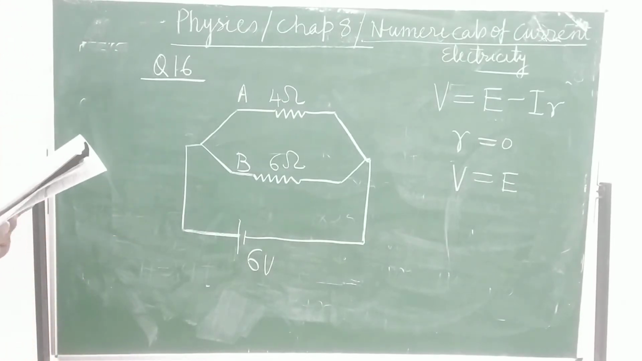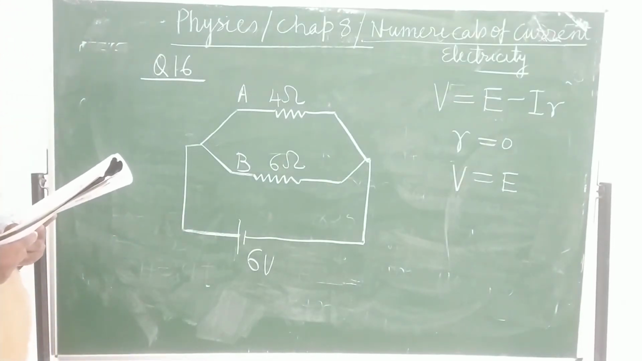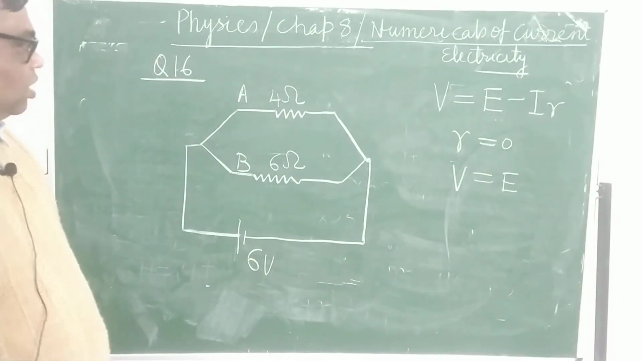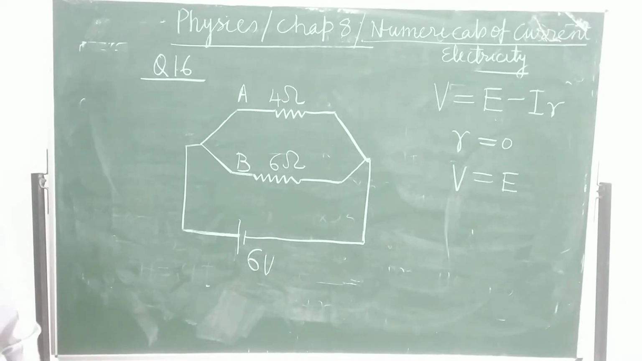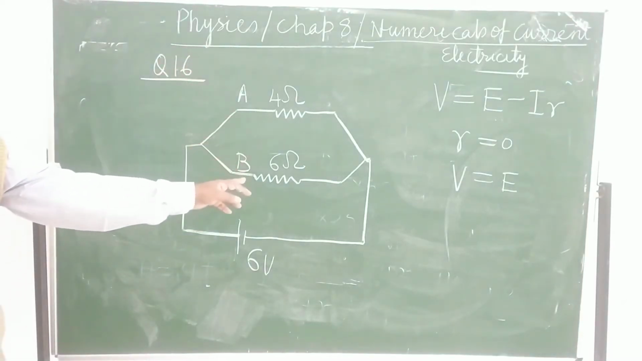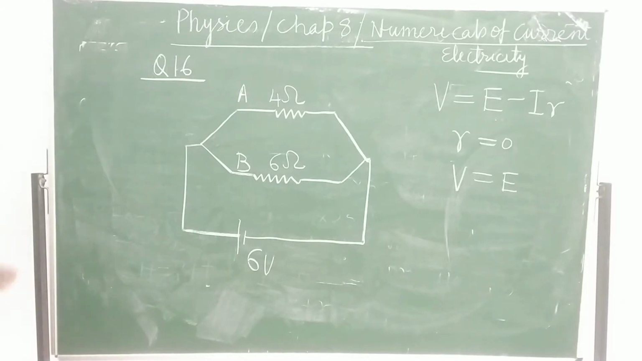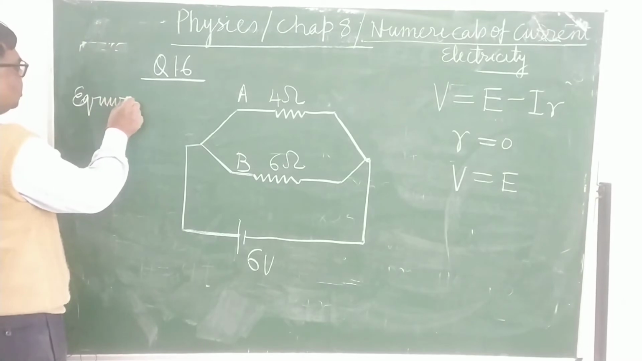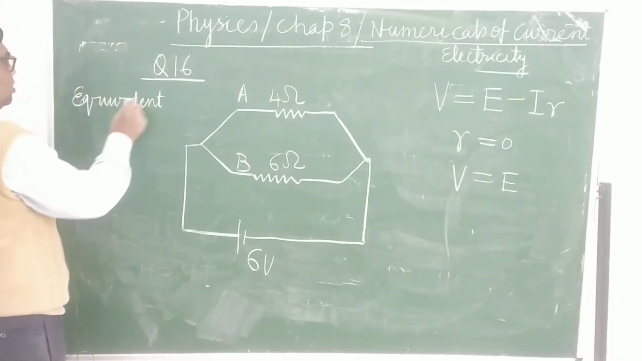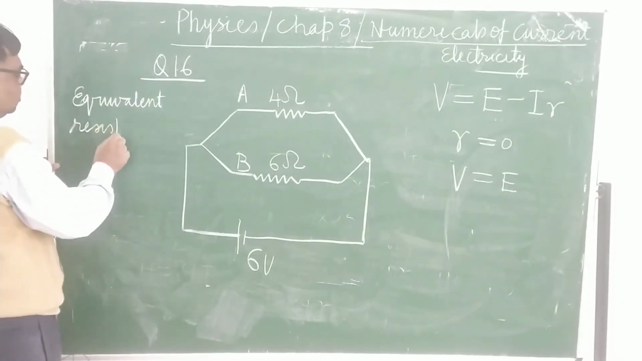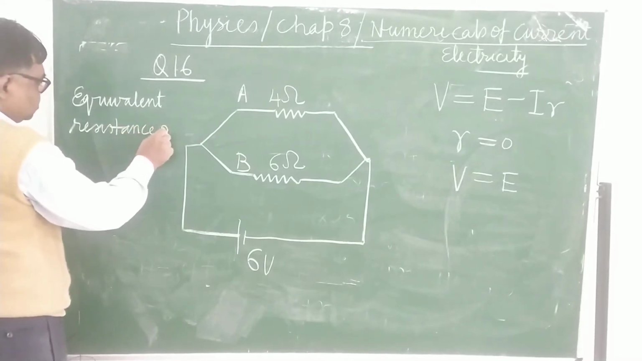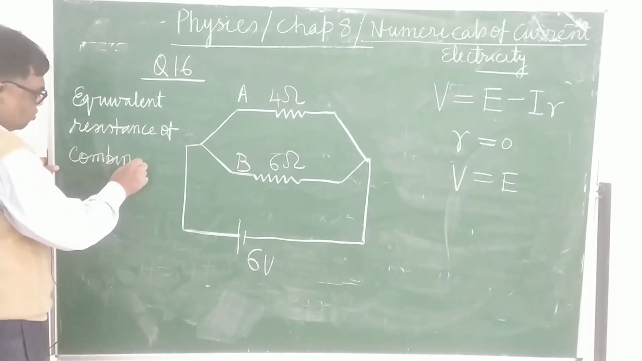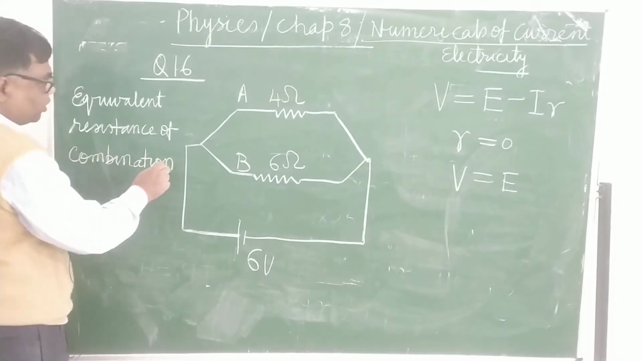It is clear? You have to determine the power supplied by the battery and the power dissipated in each resistor. Power supplied by the battery, how will you find it? First you find the equivalent resistance of the combination. What will be the equivalent resistance of the combination?